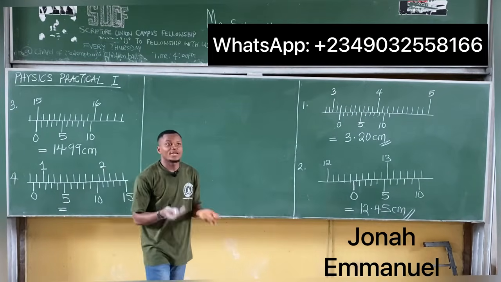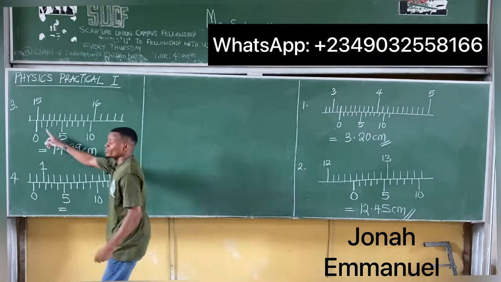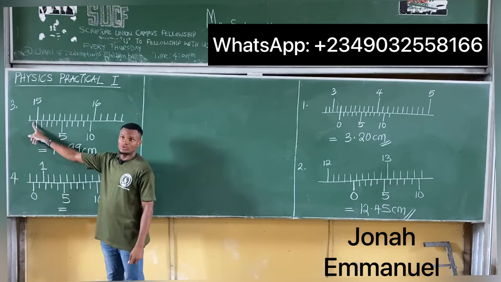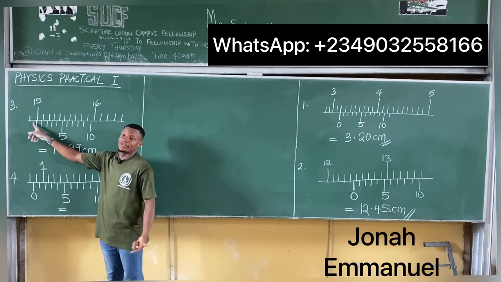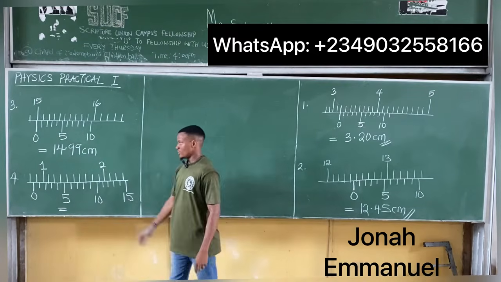If you write 14.8, they can still give it correctly. The idea is this cannot be 14.5. This cannot be 14.5 because it has passed the middle. So perhaps something like 14.8, 14.9 would be good enough. That's the idea. Look at this, please. What's the scale here?